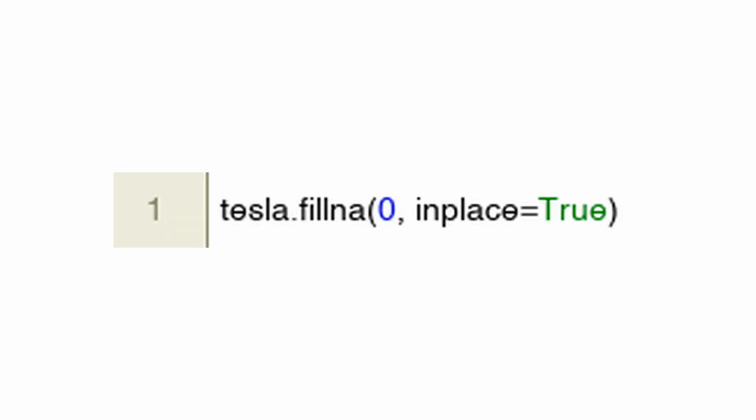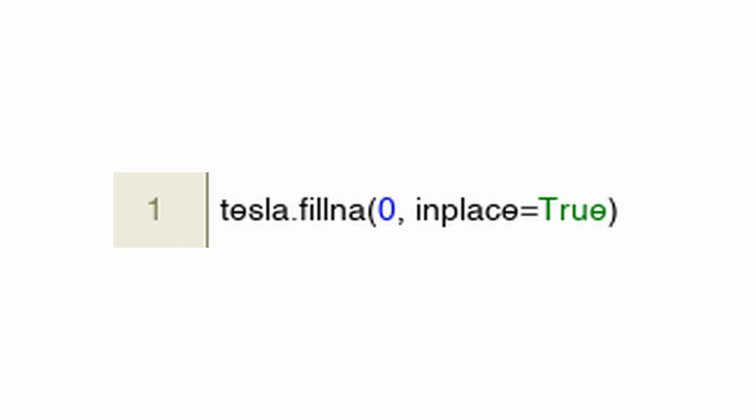metrics. The code snippet provided is a line of Python code that utilizes the pandas library, which is a powerful tool for data manipulation and analysis. Specifically, this line of code is addressing the issue of missing data within a data frame named Tesla. In pandas, the fillna function is used to replace missing or NaN, not a number, values within the data frame with a specified value. In this case, the specified value is 0, which means that all occurrences of missing or NaN values within the Tesla data frame will be replaced with the integer 0.